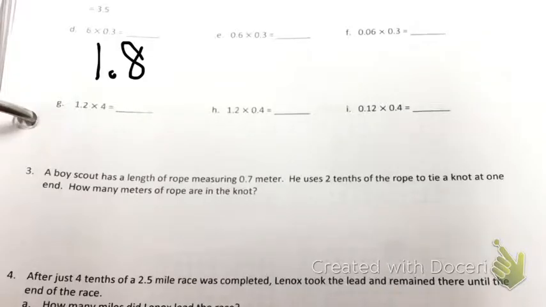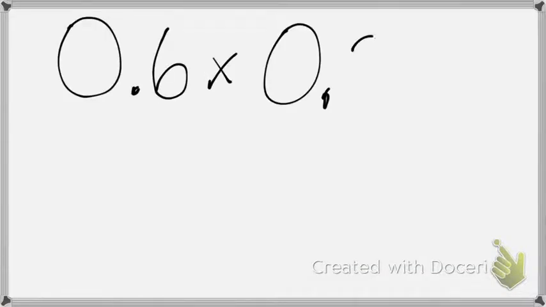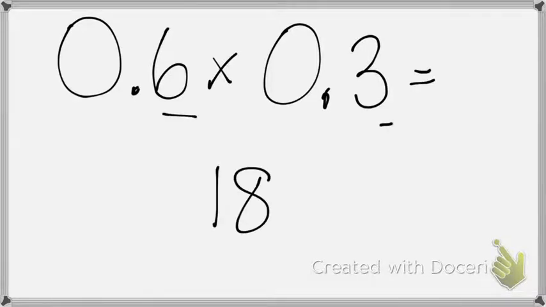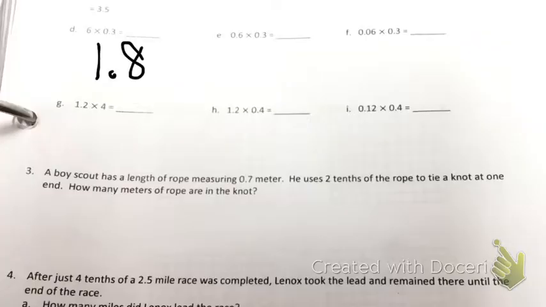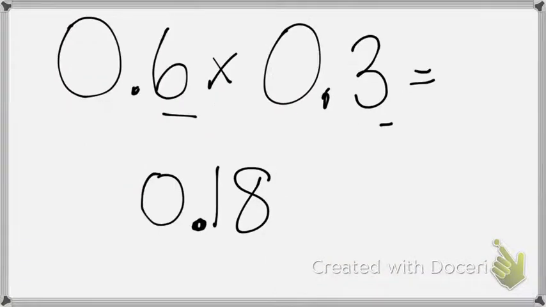6 tenths times 3/10. Same concept, except this time we're doing this right here. 6 times 3 is 18. Tenths times tenths is hundredths. So therefore 0.18. And then finally, 6 hundredths times 3/10.